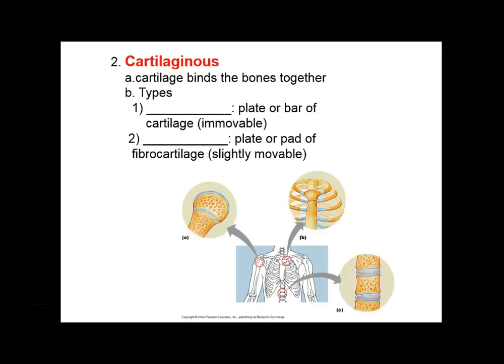Another way to classify according to the structure is cartilaginous. It's cartilage that binds the 2 bones together. Synchondrosis. Let's break that word down. Syn would be a synarthrosis or an immovable joint made of cartilage. So a synchondrosis is a plate or a bar of cartilage. Remember that epiphyseal plate where we increased our interstitial growth from? That is a good example of a synchondrosis joint.